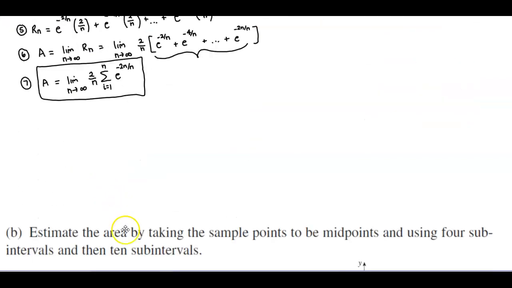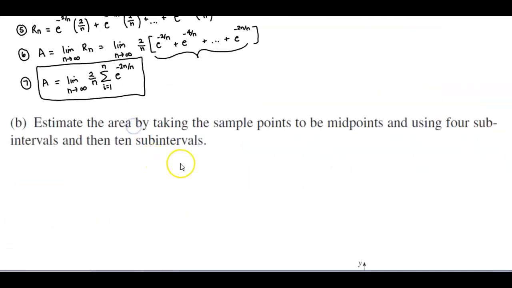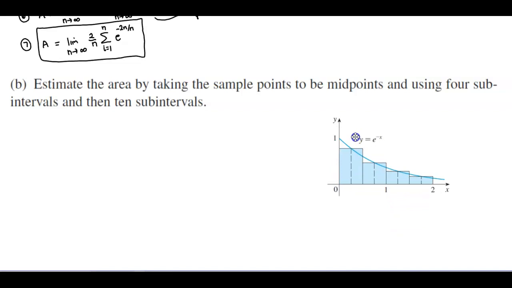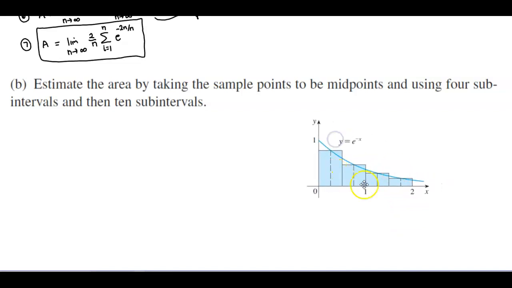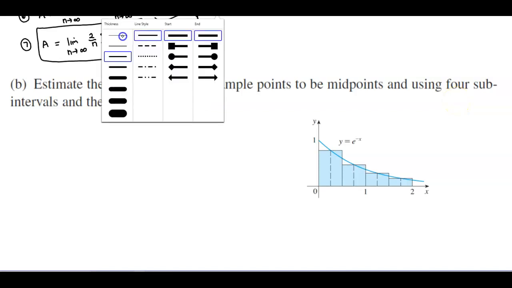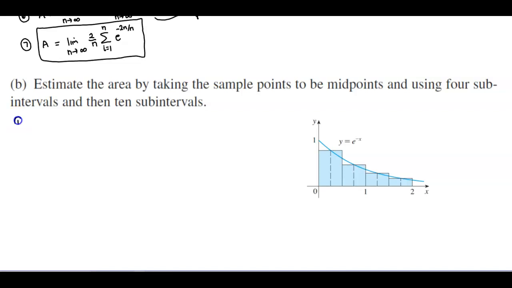Now let's take a look at part B. Part B says estimate the area by taking the sample points to be midpoints and using 4 subintervals and then 10 subintervals. So let's take a look at this graph here. Here's our graph, and we're estimating by taking sample points using 4 subintervals. So in step number 1, n is going to equal 4. And we're dealing with midpoints here.